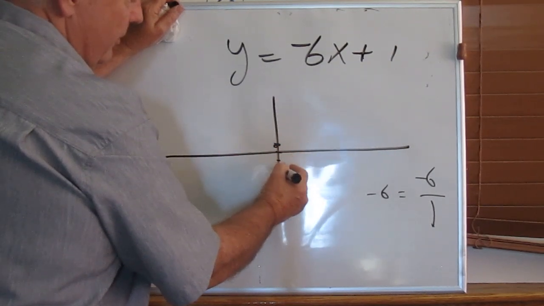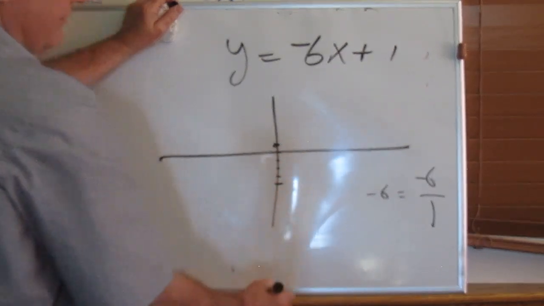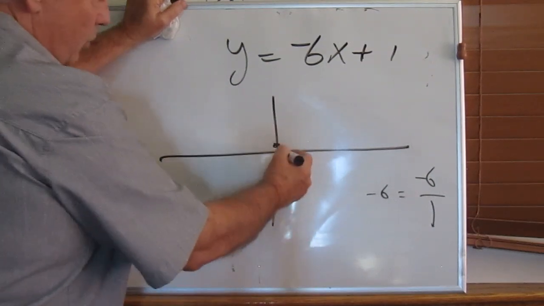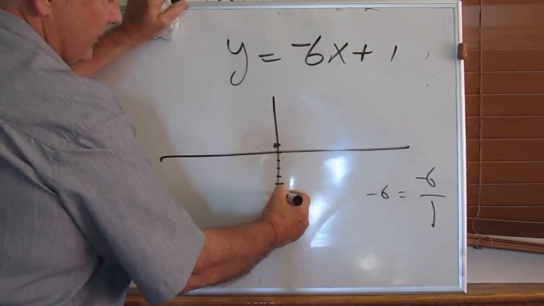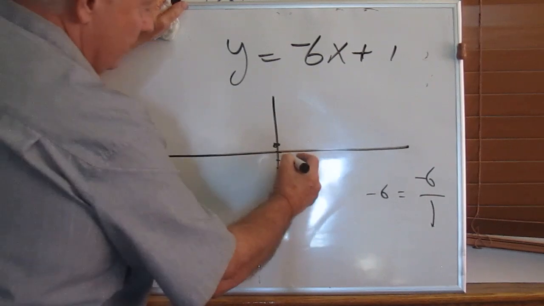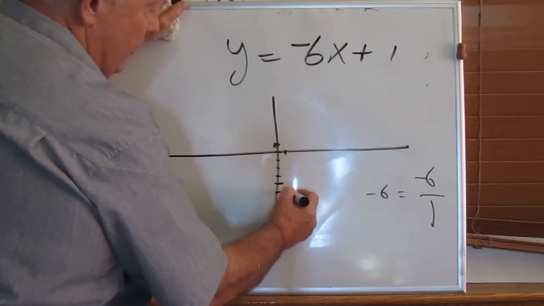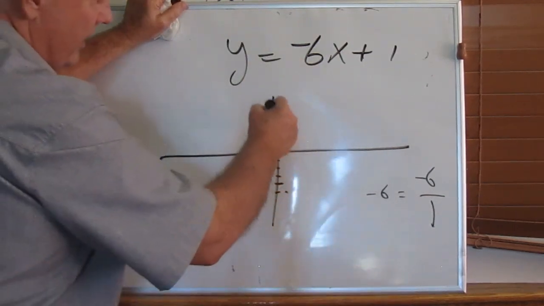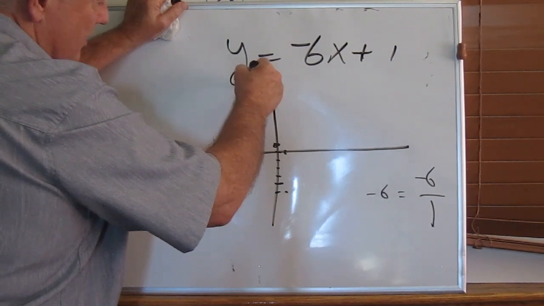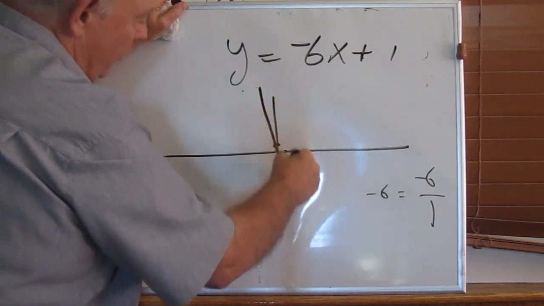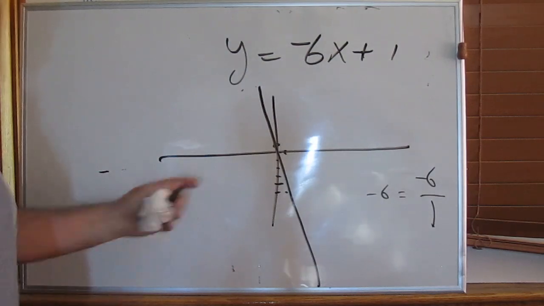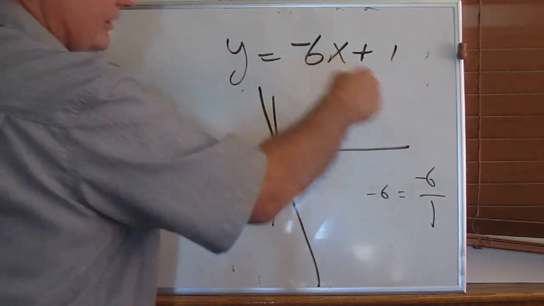1, 2, 3, 4, 5, 6. And over 1. Now we've gone down 6 and over 1. And our line looks crazy like this. As you can see, from left to right, it's going down.